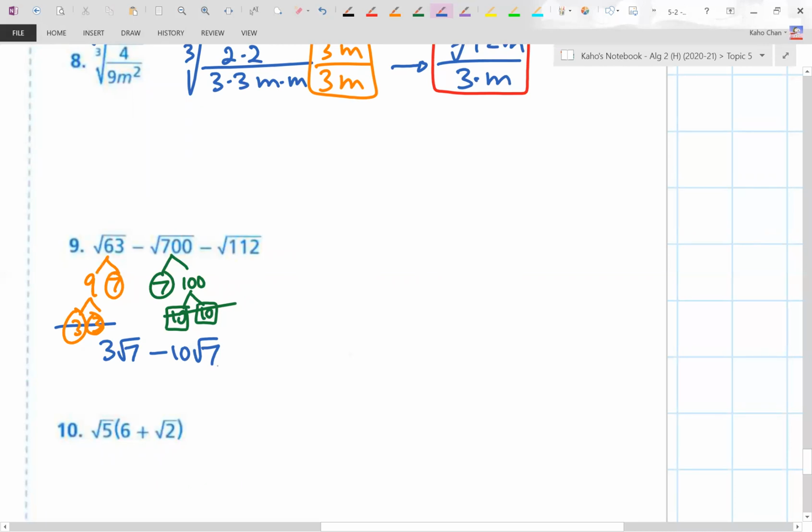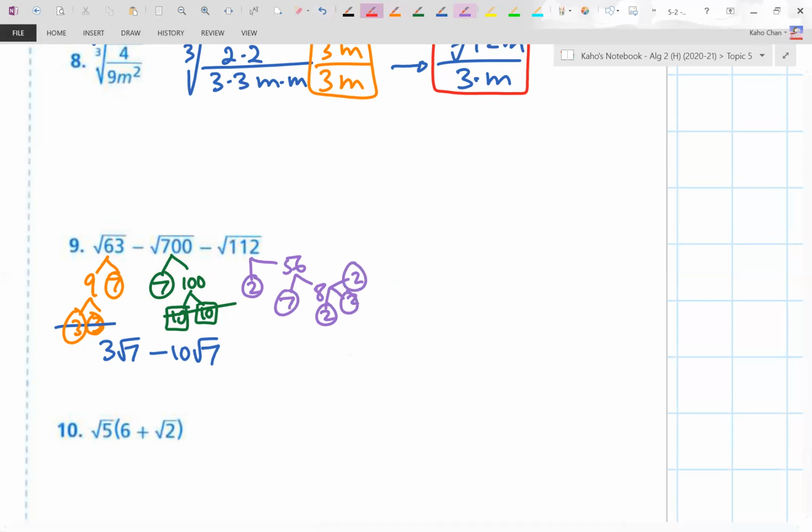And the last one, 112, let's break that down. I don't really know some numbers that break into 112, so I'll do it manually, okay? That is 2 times, what is that? 56. Aha, 56 is familiar. 7 times 8, that's 2 times 2 times 2.